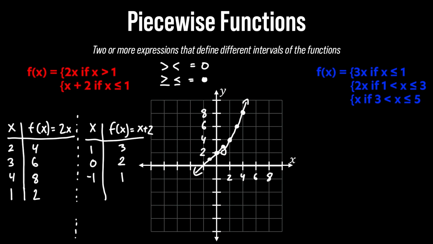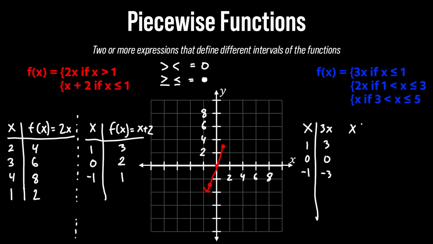Now let's try this second problem. We have three expressions, so let's start creating the table. We have x, and instead of f of x, I'm just going to write 3x to save space. Because x is less than or equal to 1, it's going to be either 1, 0, or negative 1, to which we're going to get 3, 0, or negative 3. So this function is going to look like that.